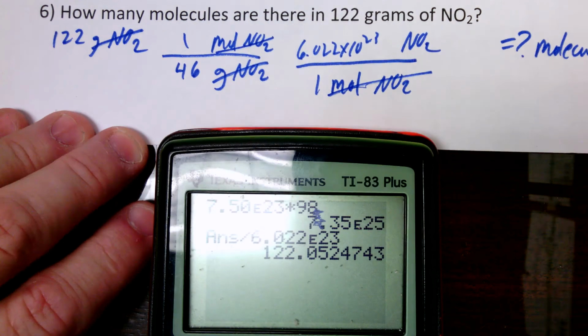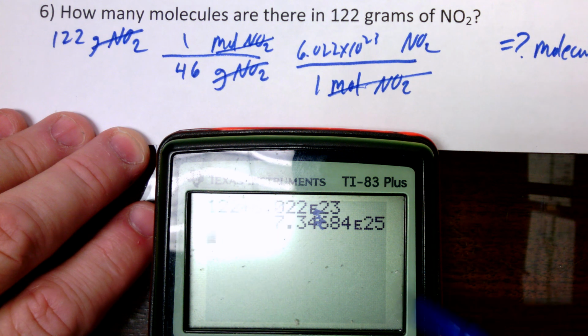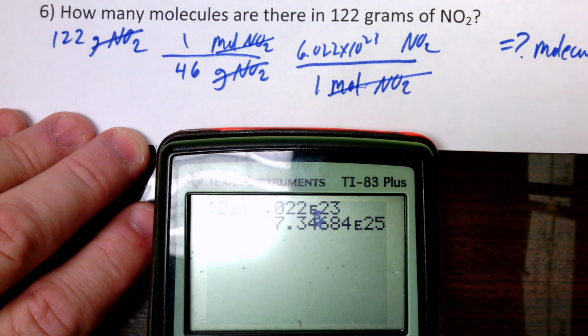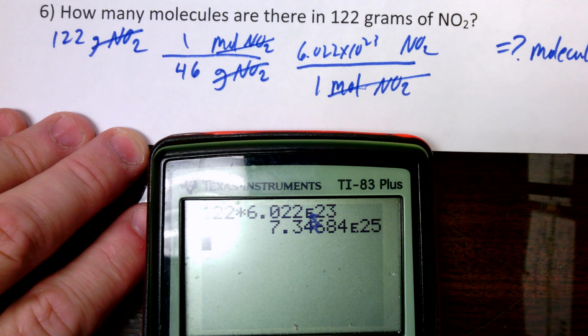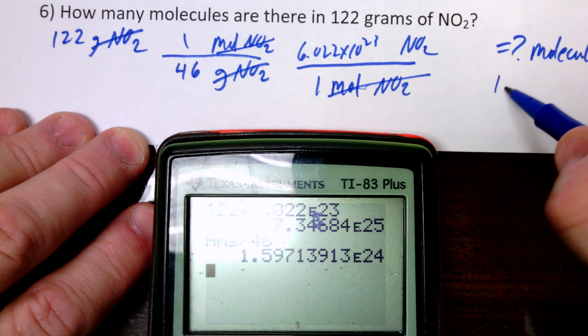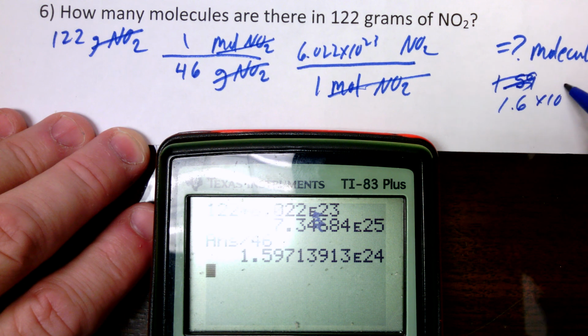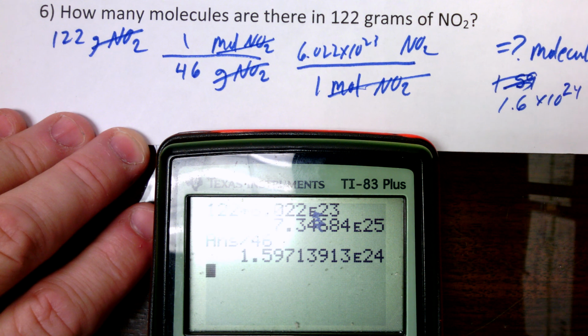Okay, now this is a math problem again. Multiply across the top. 122 times 6.022 times 10 to the 23rd. I always like to hit enter instead of doing it all in one. There's my number across the top. Now I'm going to hit divided by 46. I get 1.597. Let's make that 1.6 times 10 to the 24th molecules.